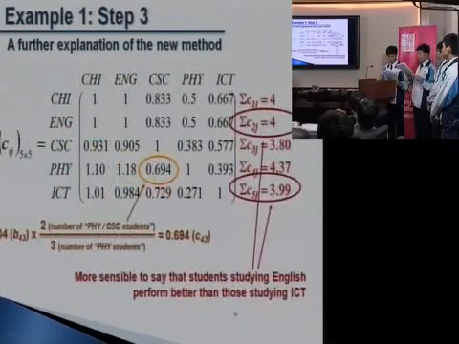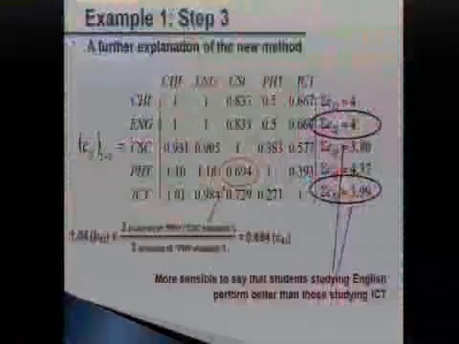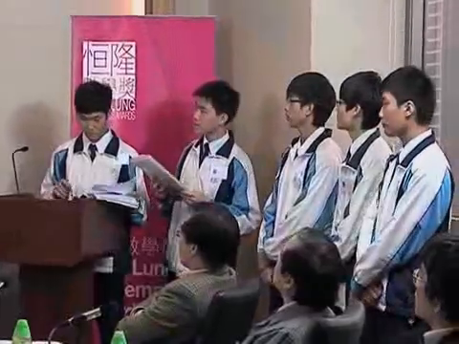In step 3, we multiply B43 in the previous matrix by 2/3, which gives the value of C43. It is because there are 2 students out of 3 students studying physics, studying combined science as well. Now, it is more sensible to say the students studying English perform better than those studying ICT, since the sum of English is higher than ICT. After solving the equation of the eigenvalues and the eigenvectors of the matrix, we obtain the following result.